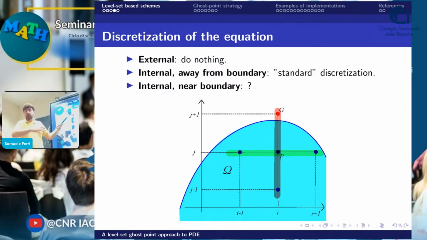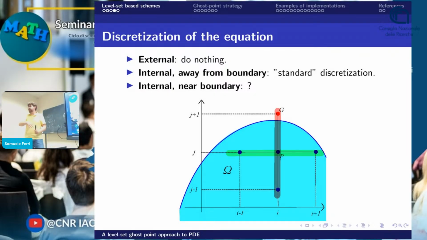And if all the 3 points or the end point of the stencil are inside, there is no problem. We can discretize with the standard discretization, and with the term standard, we just say the way we want to discretize, because there are many methods to solve PDEs and discretization schemes. The problem is when one or more points of the stencil goes outside of the domain.